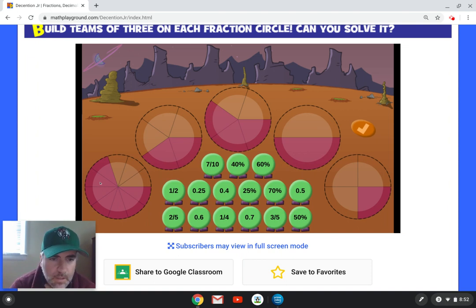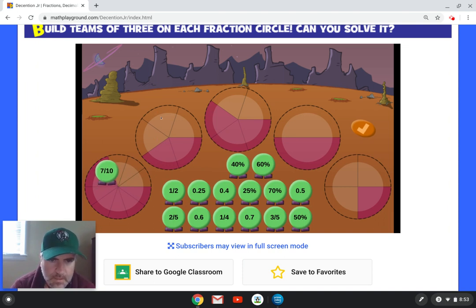So what I want to do is count the number of parts. This one has been divided into 1, 2, 3, 4, 5, 6, 7, 8, 9, 10 parts. And it looks like out of those 10 parts, 7 are shaded. So 7 out of 10, 7/10 right there.